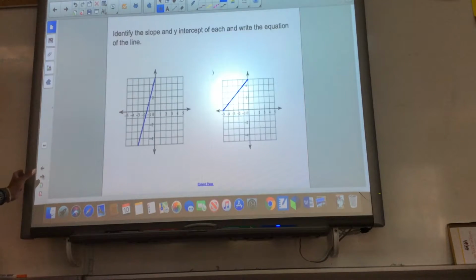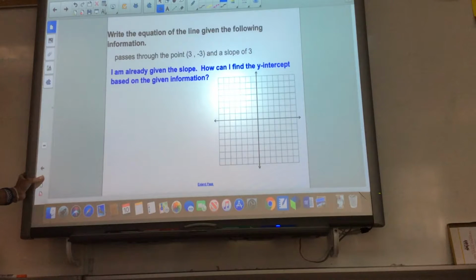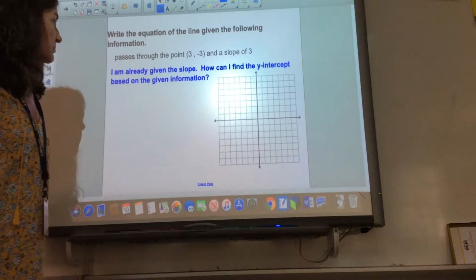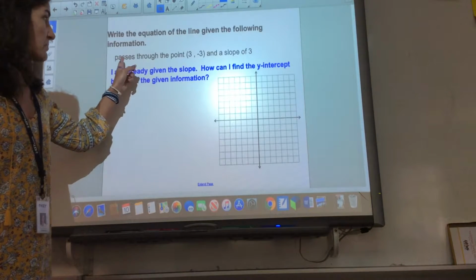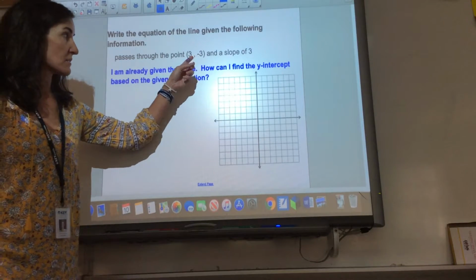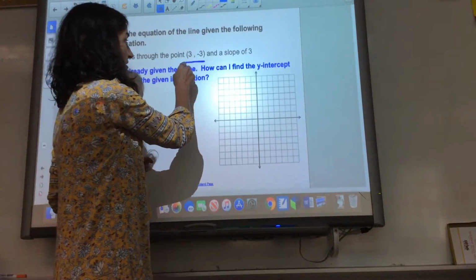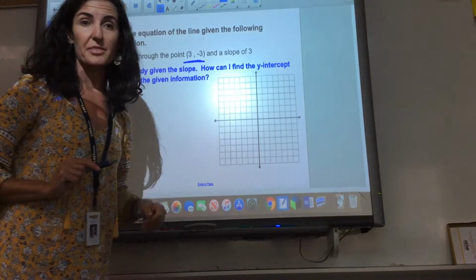All right, let's skip that. And I want to go to a question like this. Write an equation of a line given the following information. The line passes through the point 3, comma, negative 3. Okay, I'm going to start right there. Not even going to go any further. I'm going to go ahead and plot that point.